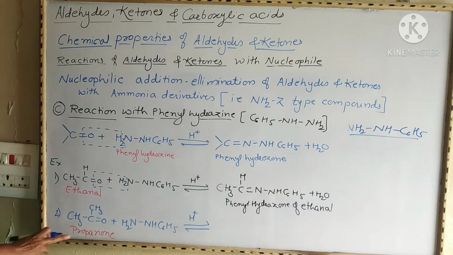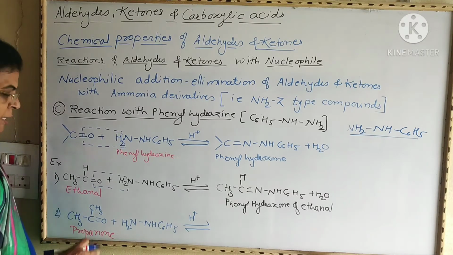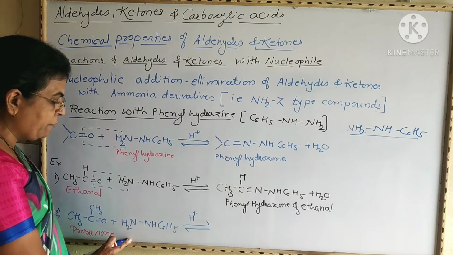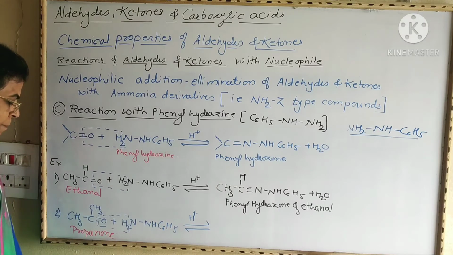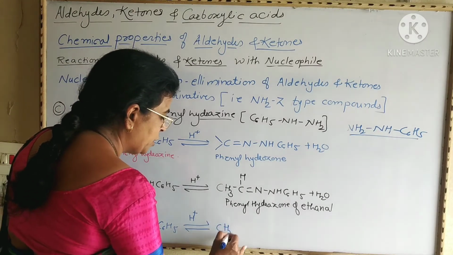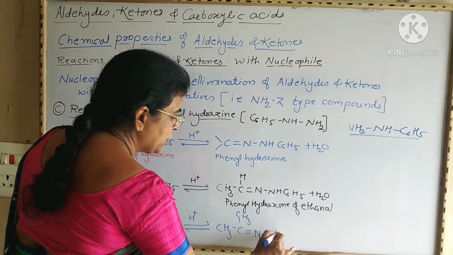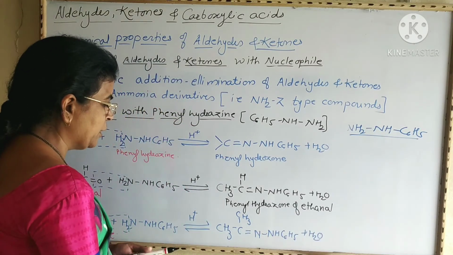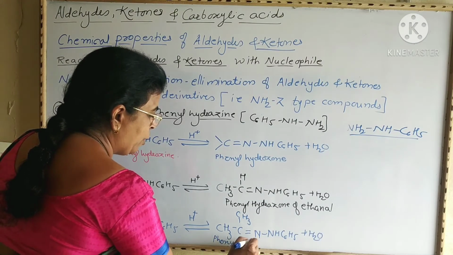Now, second example, acetone or propanone. The IUPAC name of acetone is propanone. There are 3 carbon atoms, therefore the parent alkane is propane, and replacing suffix E from alkane by ONE, it becomes propanone. Now when this propanone is treated with phenylhydrazine, then removal of H2O takes place in presence of weak acidic medium to form CH3 C CH3 double bond N NH C6H5 plus H2O. The name of this compound is phenylhydrazone of acetone or phenylhydrazone of propanone.